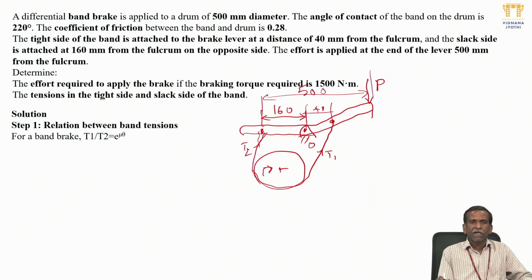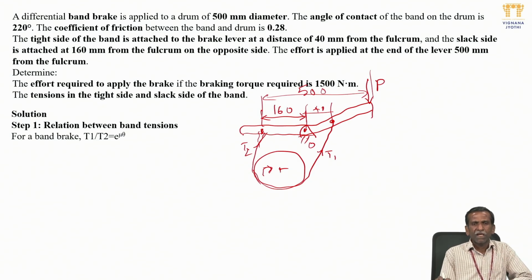Then you need to determine the effort required to apply the brake, if the braking torque required is 1500 Newton-meters. Torque is directly given. The tension in the tight side and slack side also you need to estimate. So this braking torque is given directly.